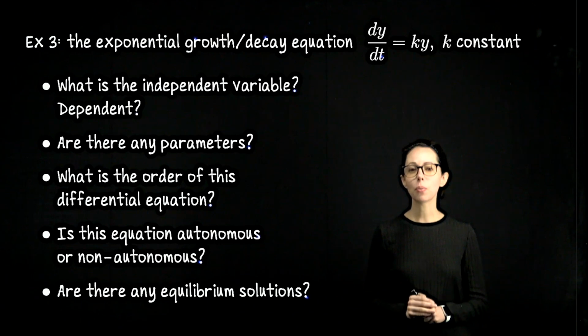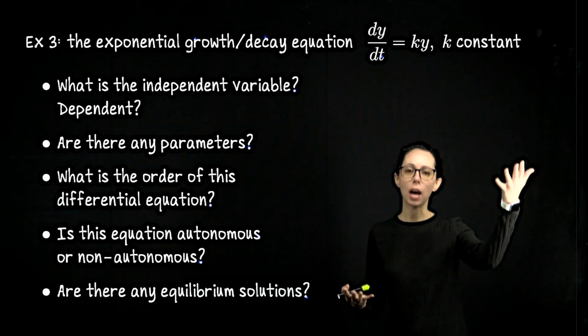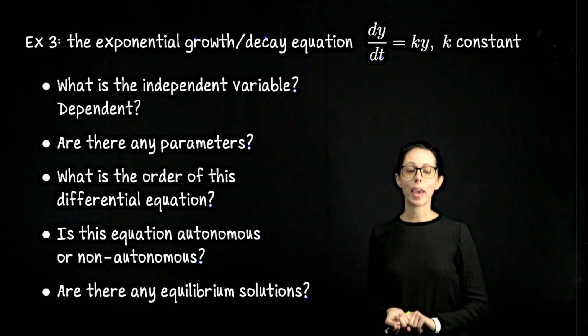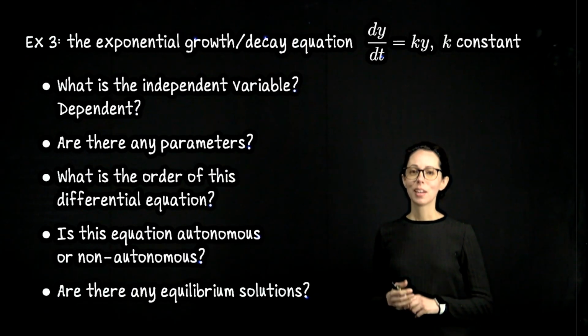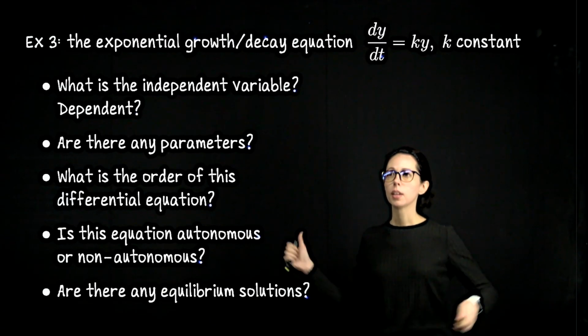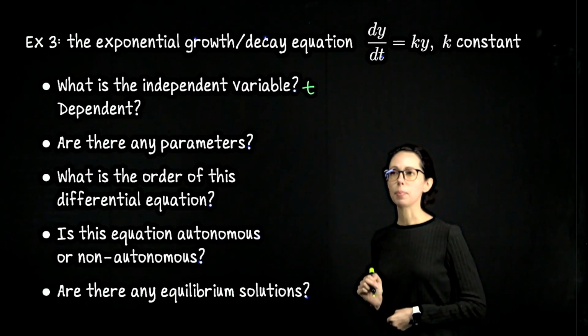So first of all, we have dy dt equals k times y, where the number k here is just some constant. So let's identify the roles that t, y, and k play in this differential equation. So dy dt tells us that we have a function y depending on t. So our independent variable is t, and our dependent variable is y.